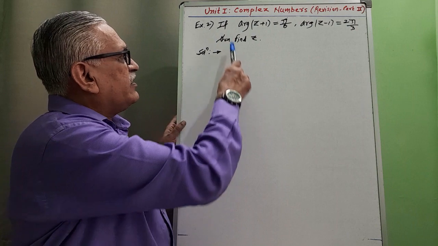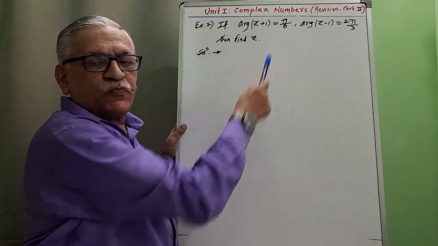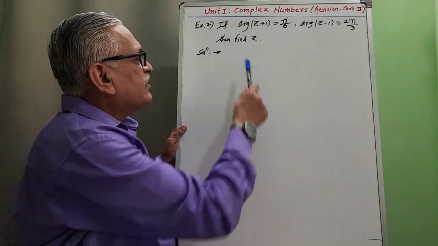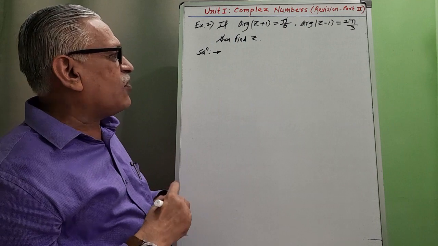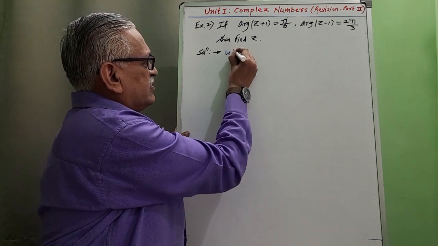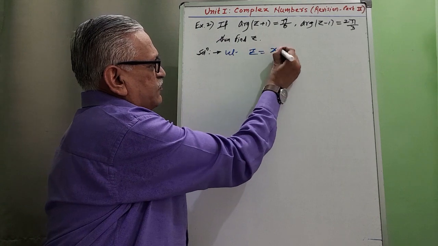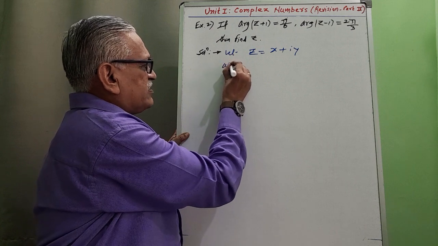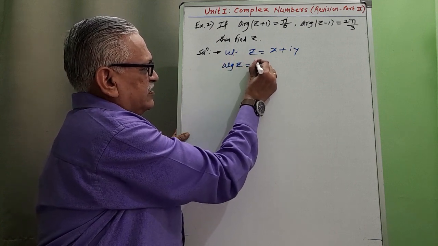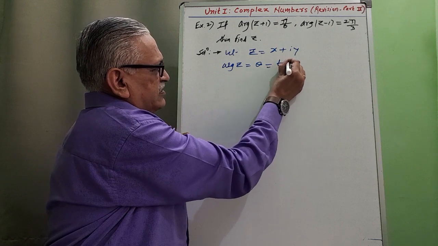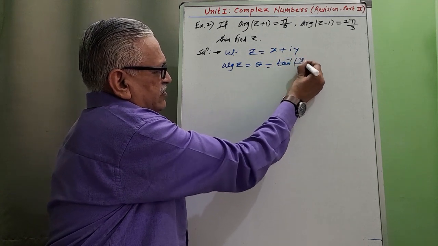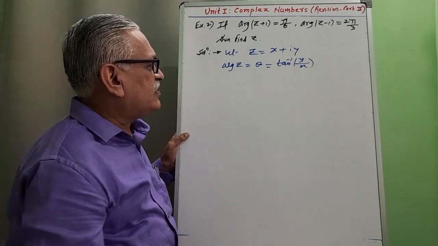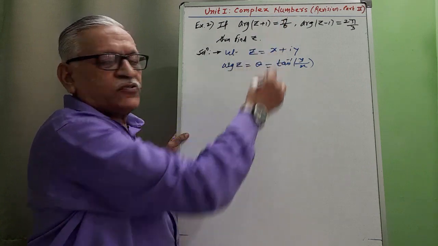Example number two: if the argument of z plus 1 is equal to pi by 6 and the argument of z minus 1 is equal to 2 pi by 3, then find the value of z, or find that complex number z. Therefore, let's consider z as x plus iy, a complex number whose argument is given by theta, and theta is nothing but tan inverse of y by x. This is the definition of the argument of z, and we have two pieces of given information.